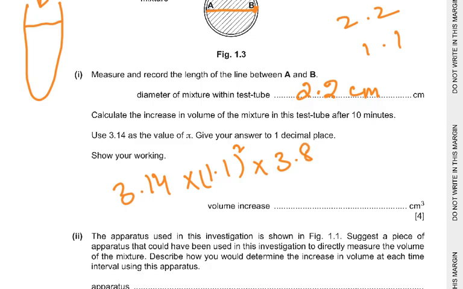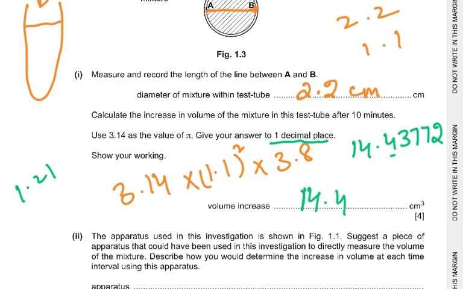So the volume increase, you had to calculate that. So the working was like this, and then your answer is 14.43772, but then it said only one decimal place. So one decimal place, you only have to do it up to here. Decimal place, please remember, one decimal place is different than significant figures. Please know that, and you must know the difference between that. So it was 15.4 because the next number is 3, which is less than 5.